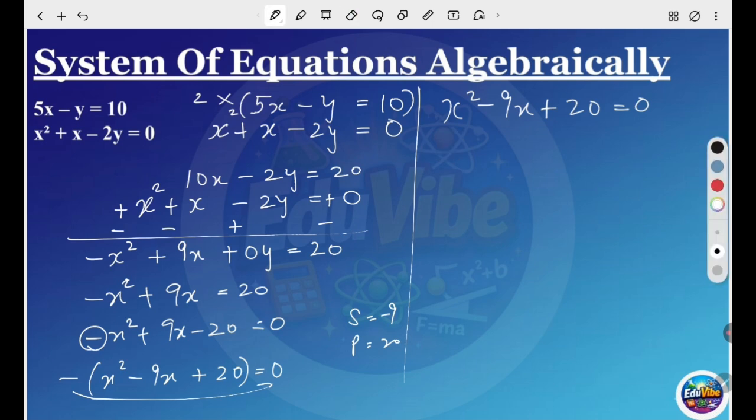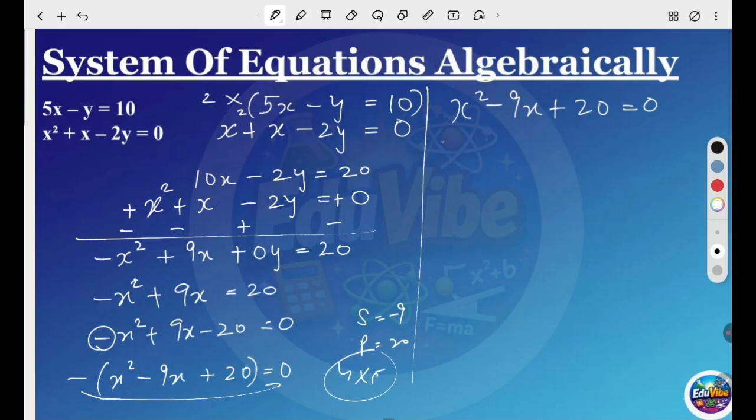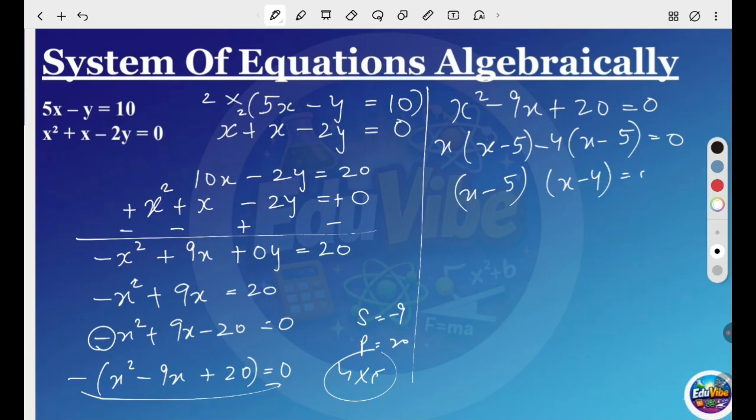So you basically take the 4 and 5 over there to get the answer. So we're just doing x, and we get x minus 5, x minus 4 is equal to 0. You get x minus 5, x minus 4 is equal to 0. Get the two x values of 5 and 4, which are the same as we calculated by the substitution method.